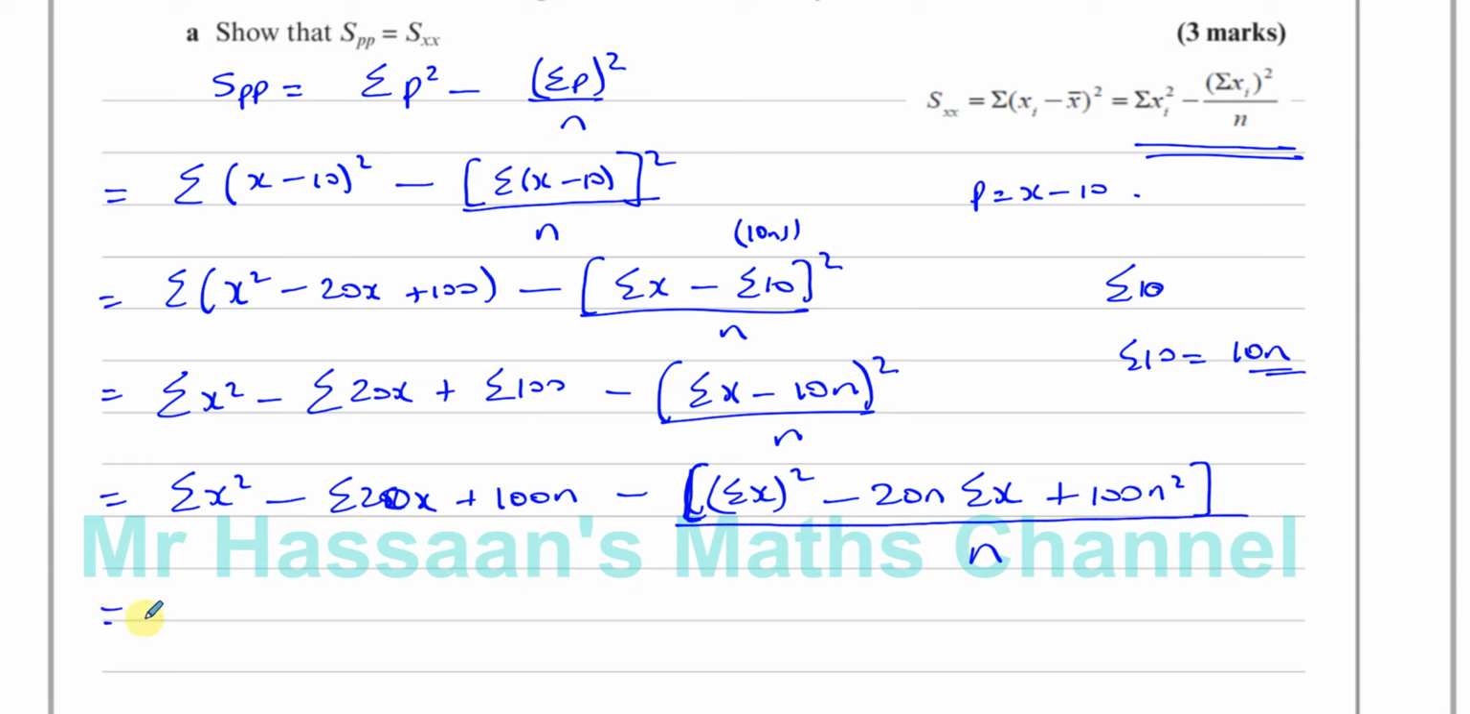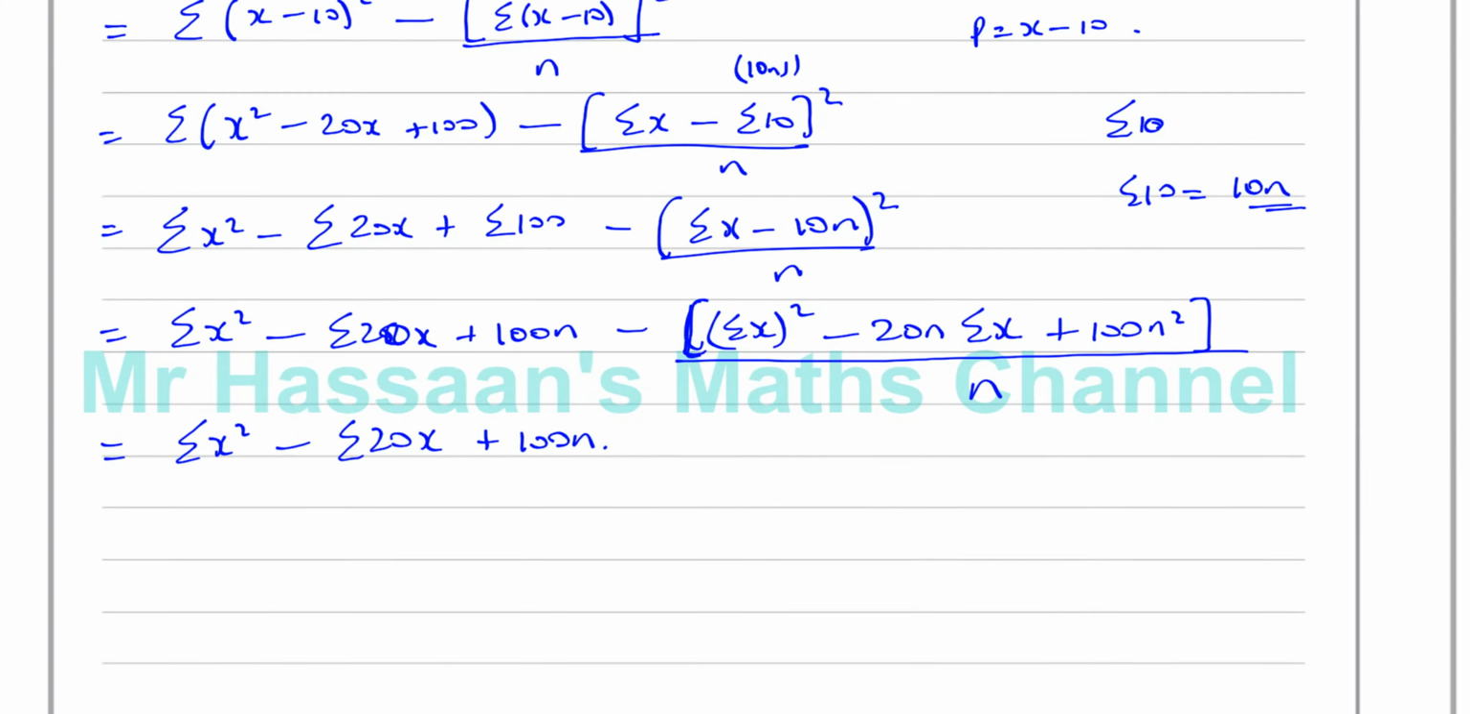So I'm going to have this. Let me just do something to make it a bit easier. This is sum of 20x plus 100n. Now what I can also do with this, by the way, is rewrite this as 20 times the sum of x. The sum of 20x is the same as 20 times the sum of x. Now this is going to be minus.